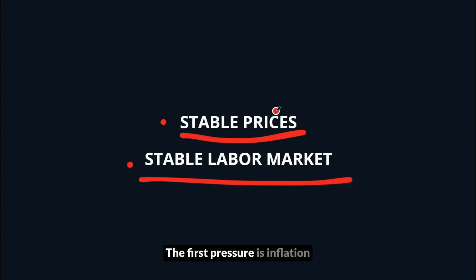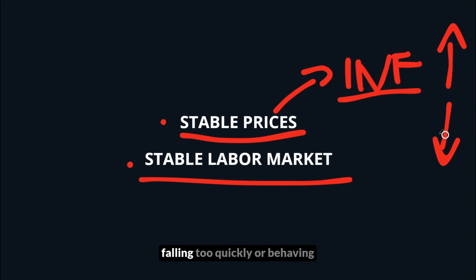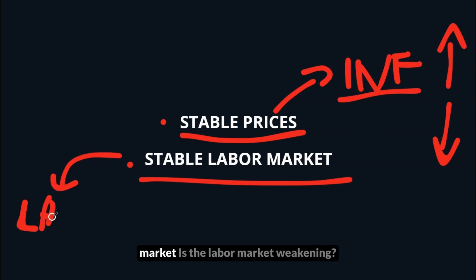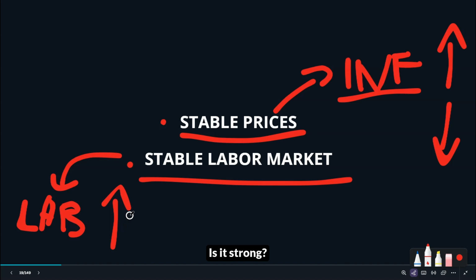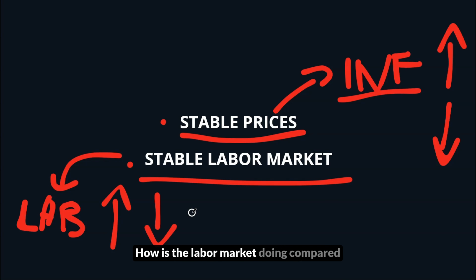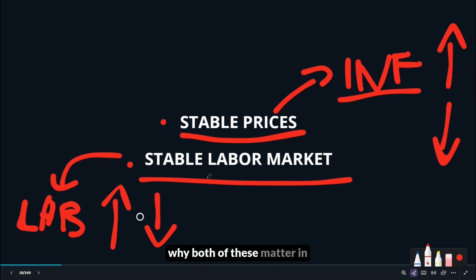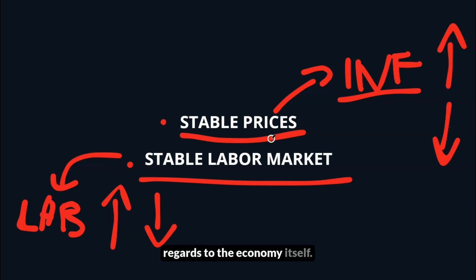The first pressure is inflation. Are prices rising too quickly, falling too quickly, or behaving exactly how the central bank wants? Then the second pressure is the labor market. Is the labor market weakening? Is it strong? Is the unemployment rate actually rising or falling? How is the labor market doing compared to what the central bank needs to do, which is support the labor market? They want a stable but also strong, supported labor market. And you're going to see exactly why both of these matter in regards to the economy itself.